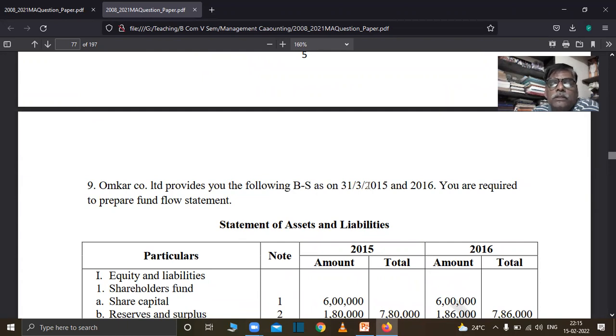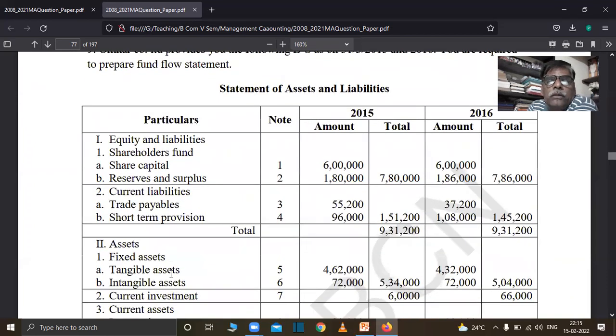Balance sheet as on 31st March 2015 and 2016. You are required to prepare a fund flow statement. Fund flow statement means you have to cover 4 stages. First stage, schedule of changes in working capital. Second is required accounts. Third is fund from operation. Fourth is fund flow statement.